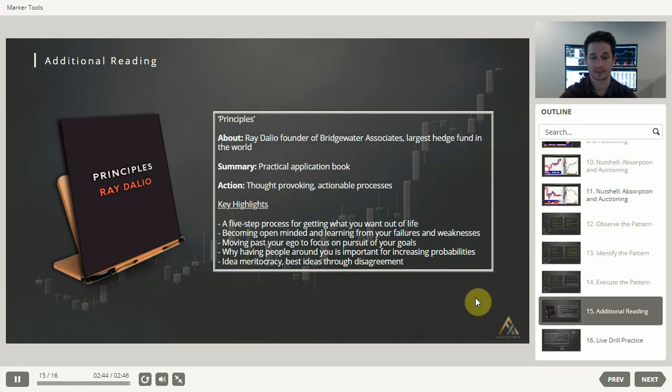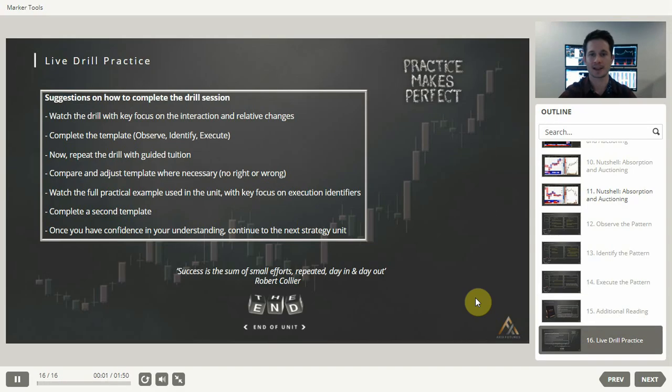All right, let's now finish off and talk about some of the drills for the rest of the unit. At the end of every unit, we're going to have a live drill practice session. This is for me to introduce the drill to you, give you an understanding of how to execute the drill, as well as the process thereafter.